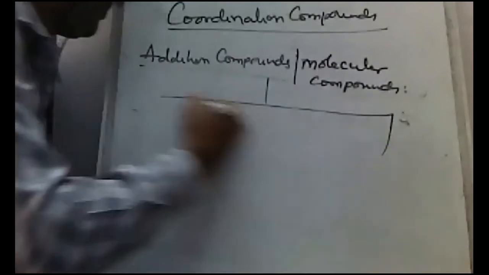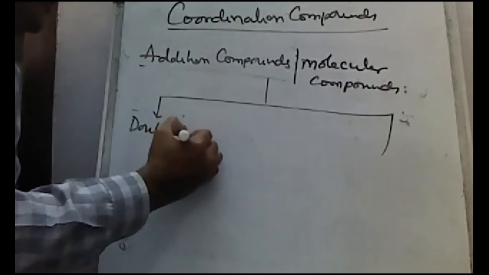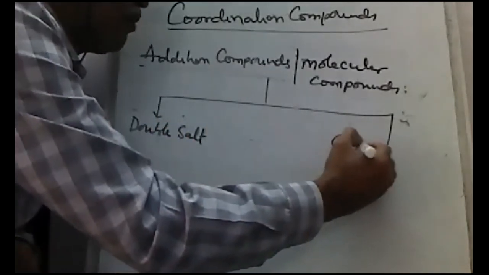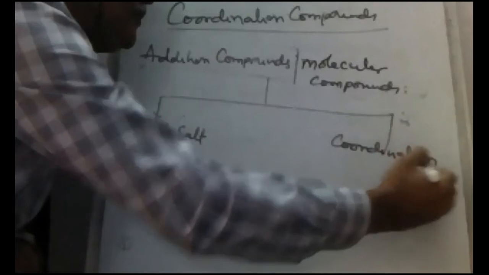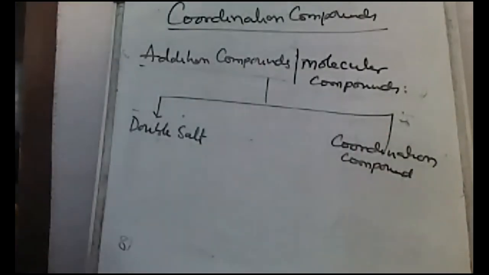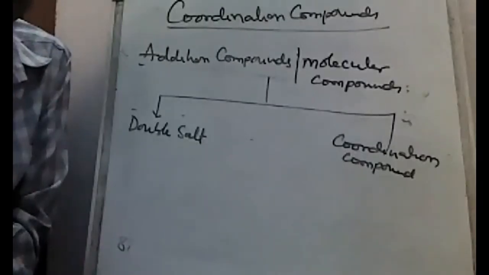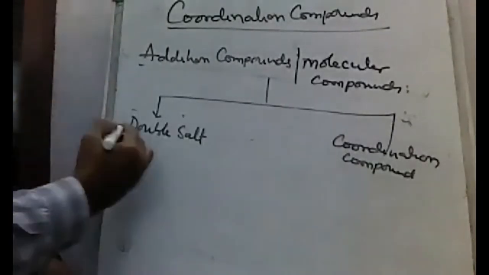These addition compounds are classified into two types. One is double salt and another one is coordination compound. So what is a double salt and what is a coordination compound?